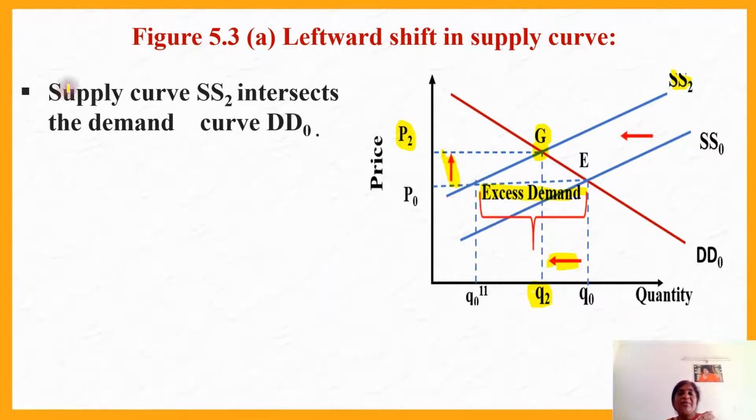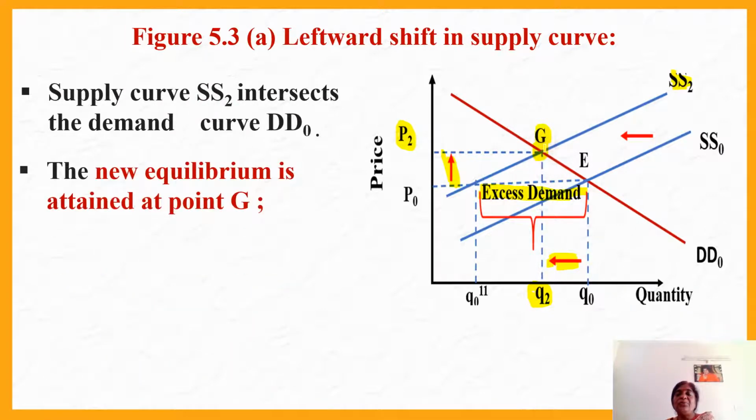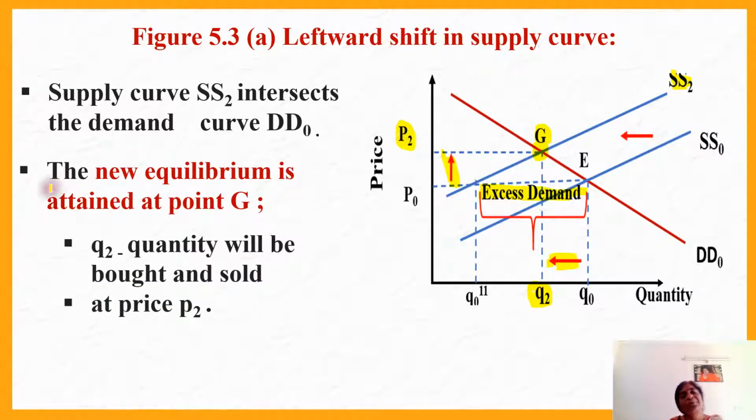Therefore, this is the conclusion we can make. SS2 intersects DD0 at point G, that is the new equilibrium point G. At the new equilibrium point G, Q2 is the equilibrium quantity. What can you say about Q2? Q2 is less than Q0, that is the initial equilibrium quantity. So after the leftward shift of the supply curve, quantity supplied has declined, and price has increased, it has gone to P2. Therefore, the conclusion made in this diagram is price increases, quantity decreases when there is a leftward shift in the supply curve. I hope you understood.